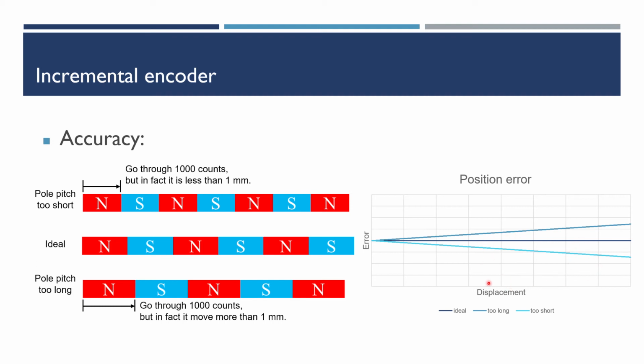And this too long or too short problem results from the manufacturing or the thermal expansion. If the temperature is too high, the scale will be elongated like the picture shown here, and if the temperature is too low, the scale will be shortened and the pole pitch will be too short. So we have to use the encoder under a stable environment, or temperature compensation is needed.